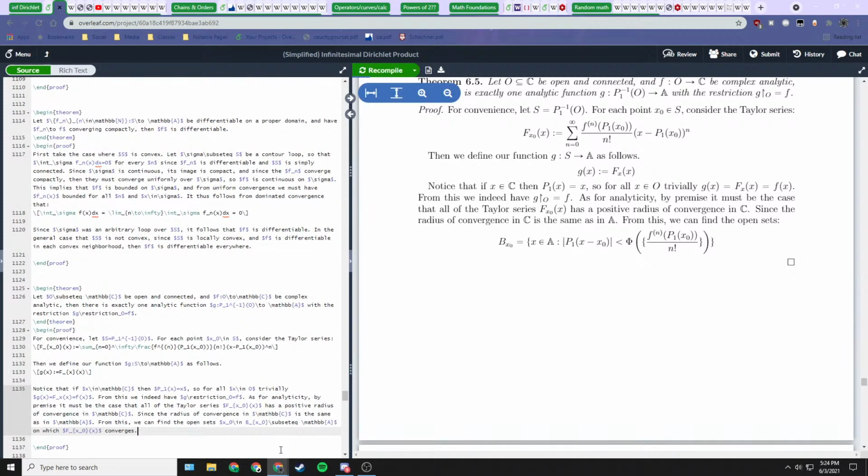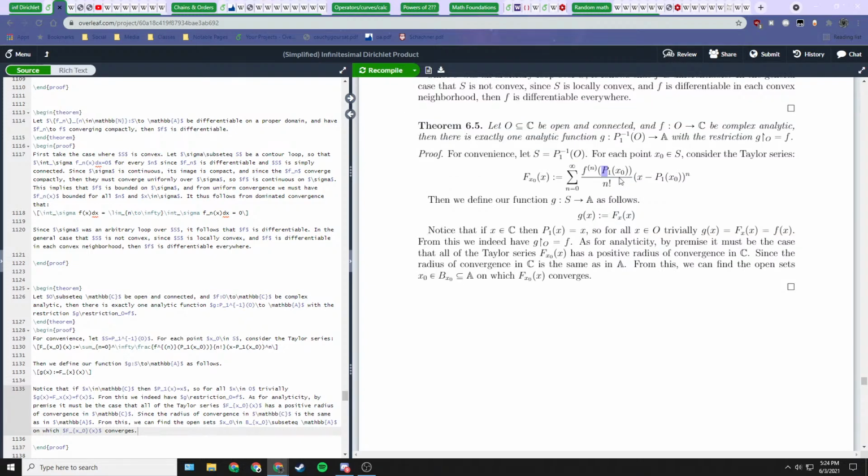Okay, so we defined at each point x0 this capital F sub x0 to be this power series for little f, but centered at the point x0. Then we define our function g to just be f sub x of x. So it's this power series centered at p1 of x itself. So same thing as before, just a little roundabout. So we have that all the Taylor series have a positive radius of convergence. Since the radius of convergence in C is the same as in A, we can find open neighborhoods with x0 in B sub x0, a subset of A, on which f sub x0 of x converges.